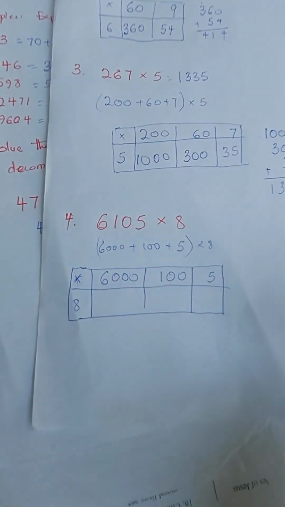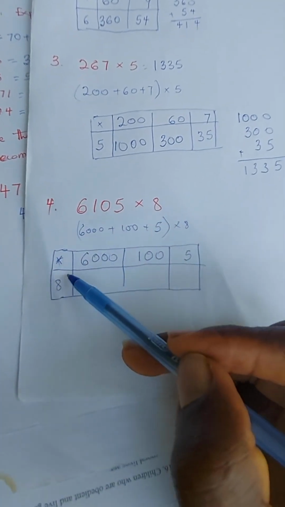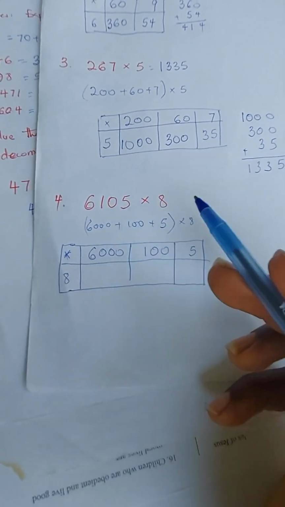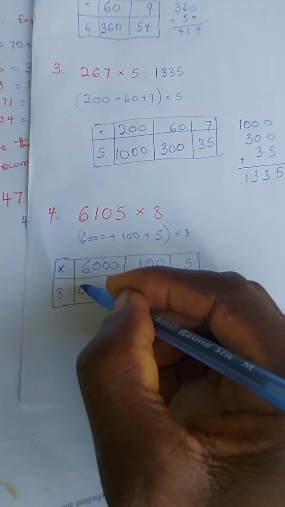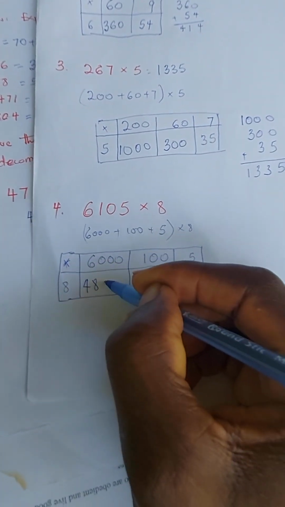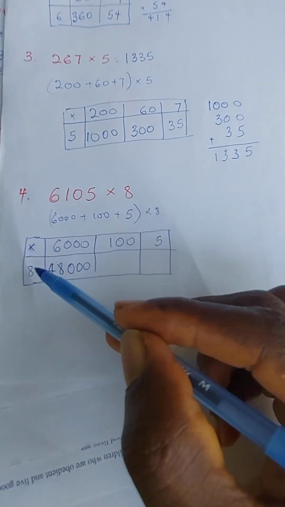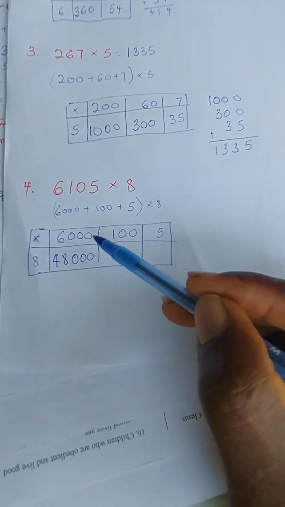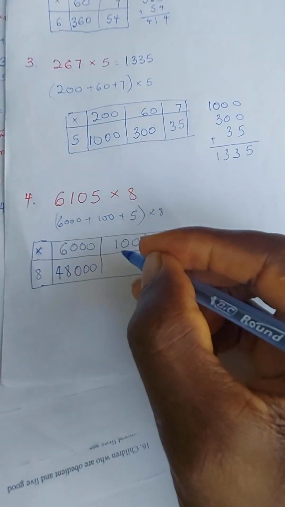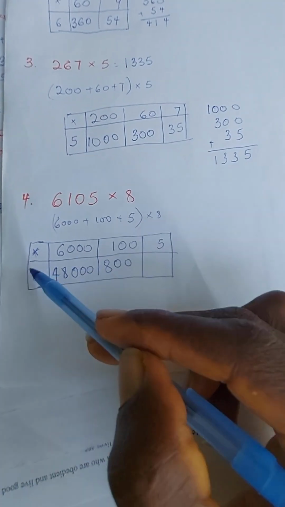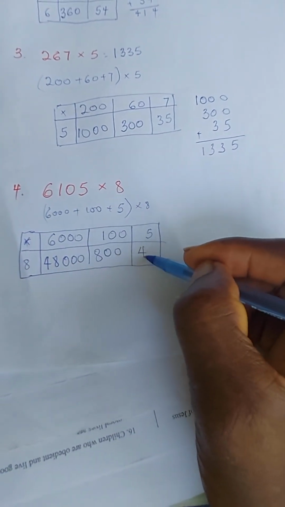Alright, so 8 times 6000, we hold these 3 zeros up. Now 8 times 6 is 48. So we get 48 and we add the 3 zeros to make it 48,000. Then 8 times 100, we hold the 2 zeros up. Now 8 times 1 is 8. We add the 2 zeros to make it 800. Now 8 times 5 is 40.